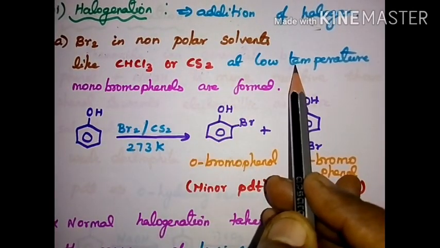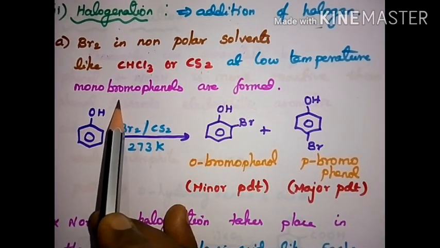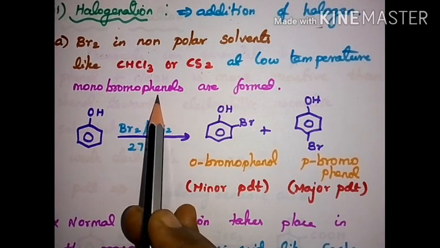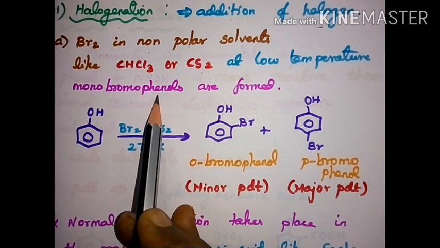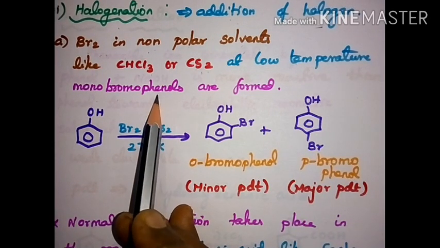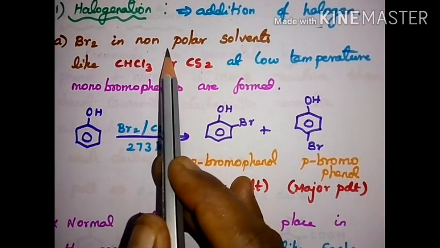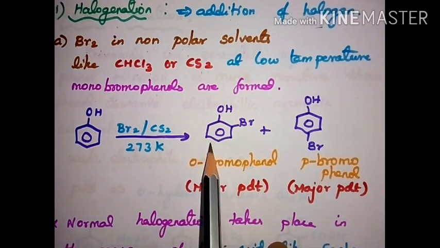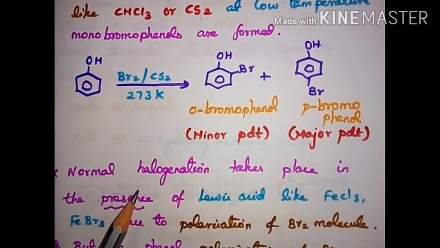Bromine in chloroform or bromine in carbon disulfide, at low temperature. What may be the product? Monobromophenols, like ortho and para. That type of reaction is obtained in the non-polar solvent. If the bromine is dissolved in a non-polar solvent, we get ortho and para products.